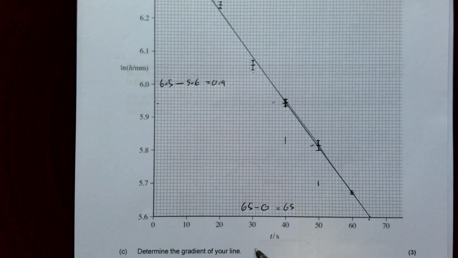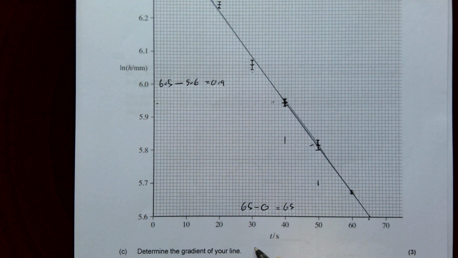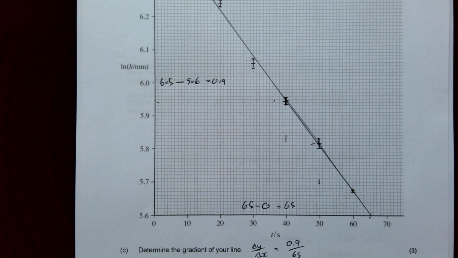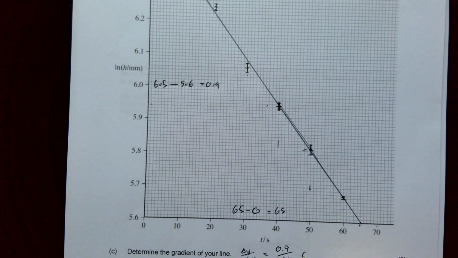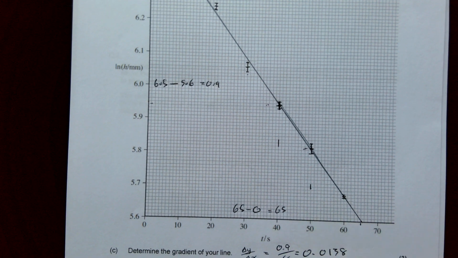So the gradient of your line, which I haven't worked out in advance. Gradient, dy by dx, if you want to put that in, it just makes it really obvious. You've got 0.9 divided by 65, whatever that value is. Luckily we have the calculator here, so 0.9 divide 65. 0.0138.